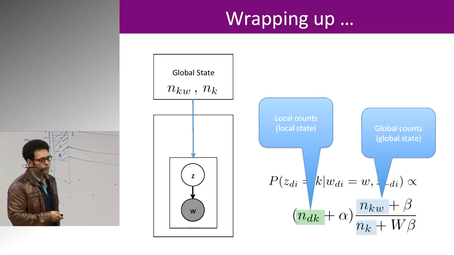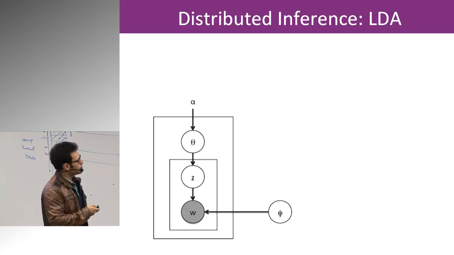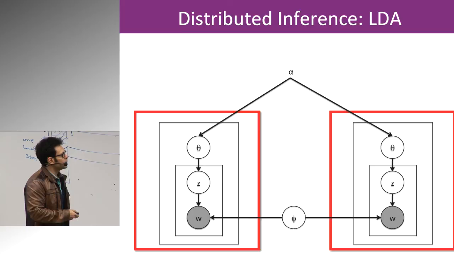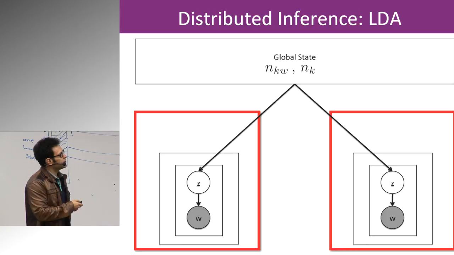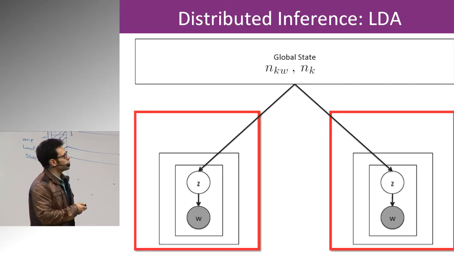And what we have done is that we take this plate notation, and we partition the documents across multiple machines. We still have alpha and phi shared across machines. We collapse, and now we put our global state in a server. This global state is just the number of words in each topic and the number of times each word w appears in topic k.